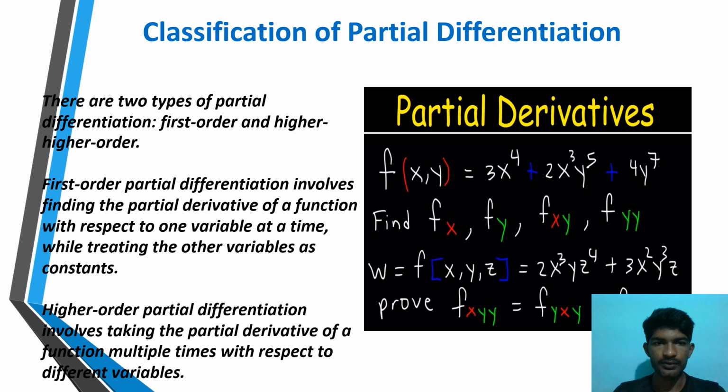Classification of partial differential equations. There are two types of partial differentiation. The first one is first order and the second is higher order. First order partial differentiation involves finding the partial derivative of a function with respect to one variable at a time while treating the other variable as constant. Higher order partial differentiation involves taking the partial derivative of a function multiple times with respect to different variables.